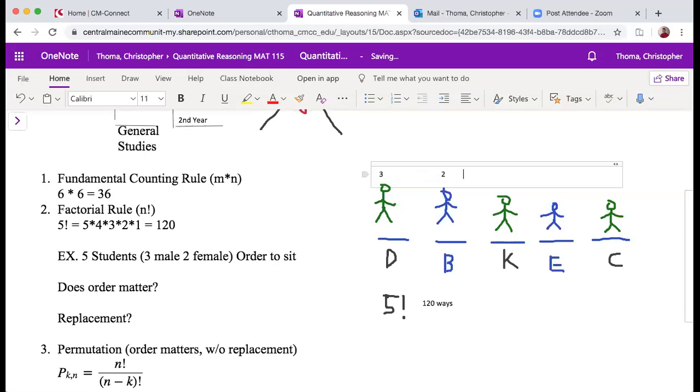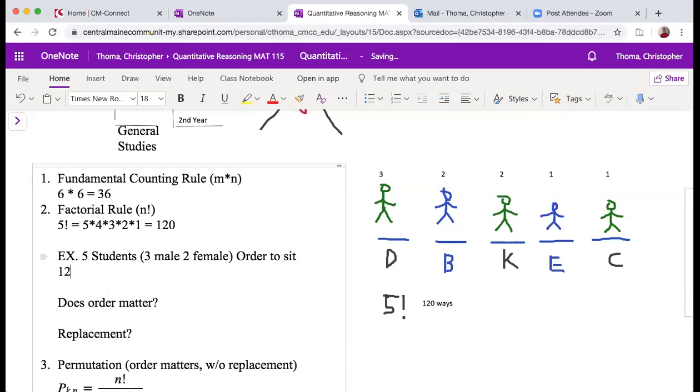So now we come over here. How many males do I have left? 2. And then how many females? 1. And then 1. So 3 times 2 times 2 is 12. So there's 12 ways to alternate between male and female. So is that still considered factorial?